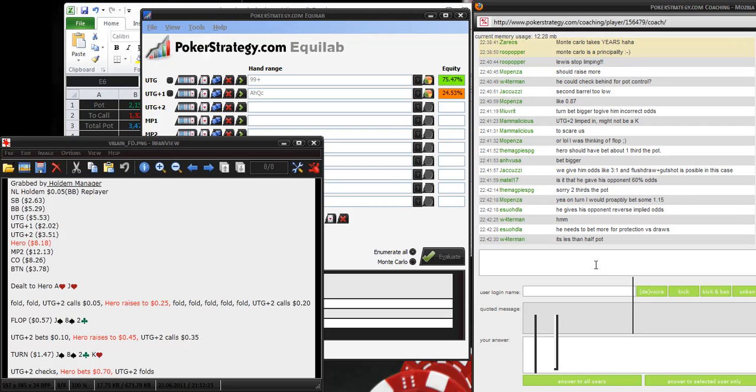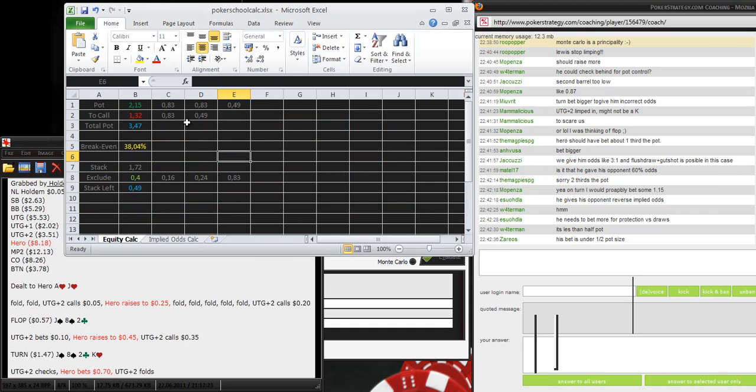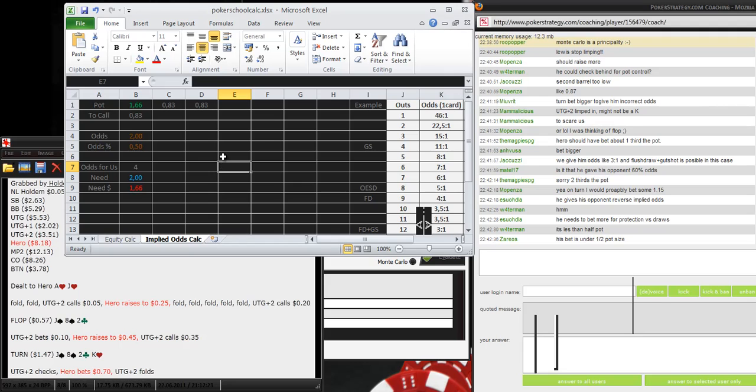And yep, actually we did even get the correct answer, and the correct answer is that we are just giving way too good odds for the villain to call against us, and it's just a huge mistake to play it this way. And as you see, let's take a look into the calculator once again and see how good odds we are actually giving him.